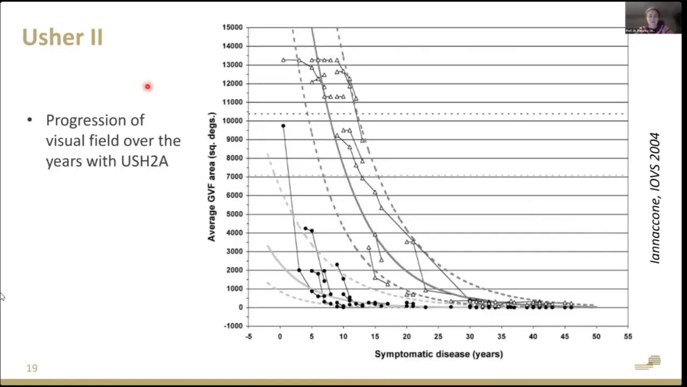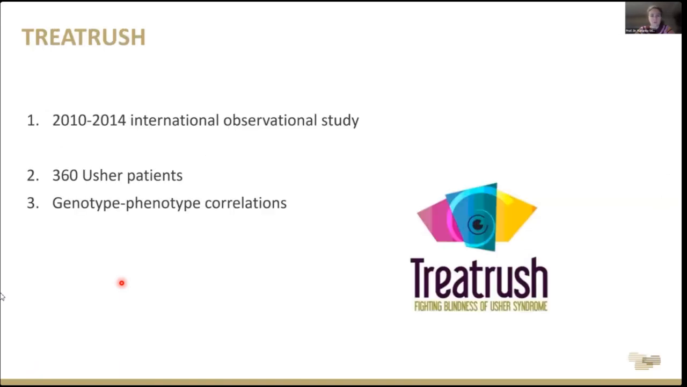The progression of retinitis pigmentosa, and here especially the gene USH2A, is known for long. We have this exponential loss of the area in the visual field with very fast progression in young years, then slowing down, and many patients stay on the tunnel vision over years or even decades until blindness. Many patients do not reach the complete blindness stage at all.